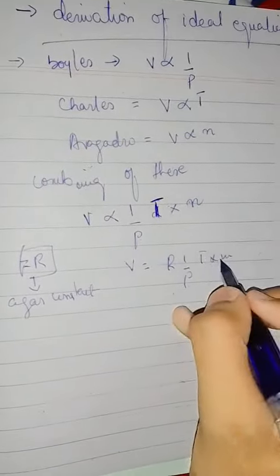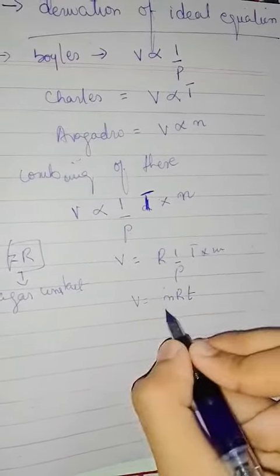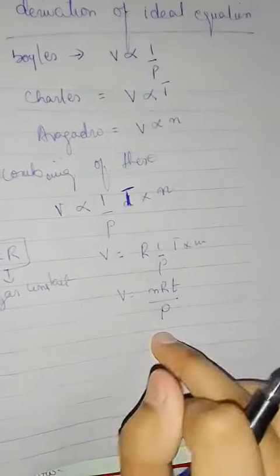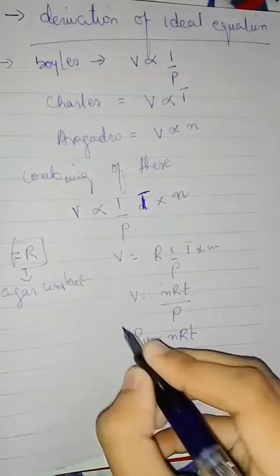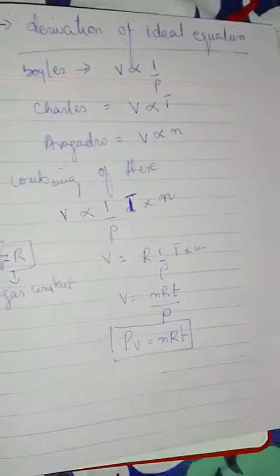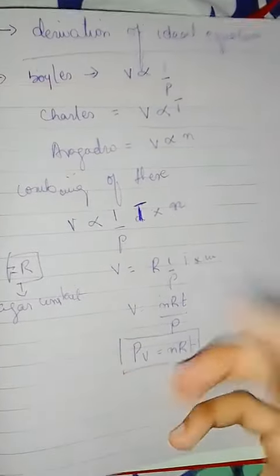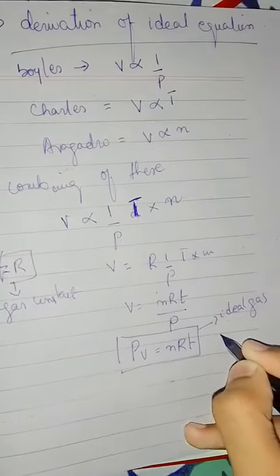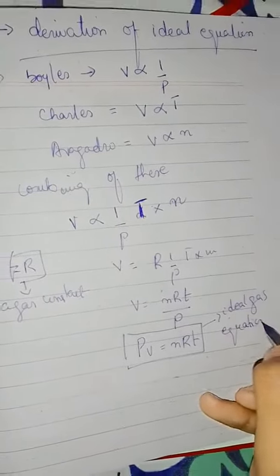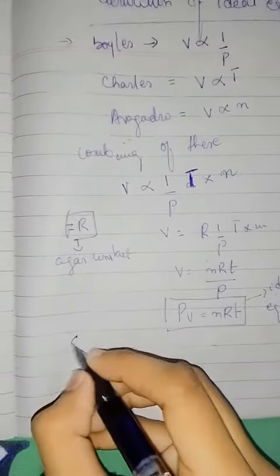So now when we multiply it, it will be nRT upon P. P is dividing here, so it will be multiplied on the other side: PV is equal to nRT. So that is basically the ideal gas equation. And basically the ideal gas equation is developed, or we can say created, on STP.